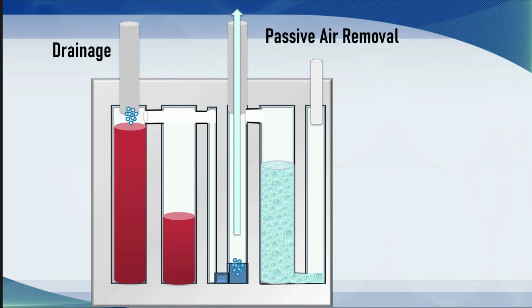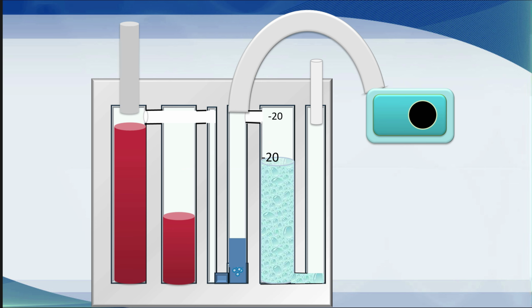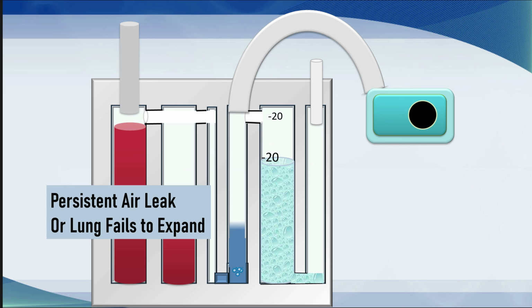It passes through and goes out into the atmosphere as long as the positive pressure in the chest propels it out. The fluid will oscillate up and down with breathing, but it should not bubble. If there is a persistent air leak, manifest by bubbling, or the lung fails to expand, then suction is started.